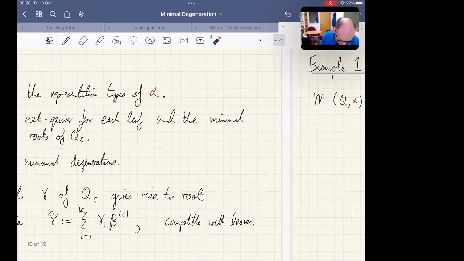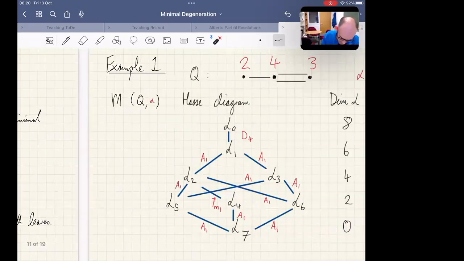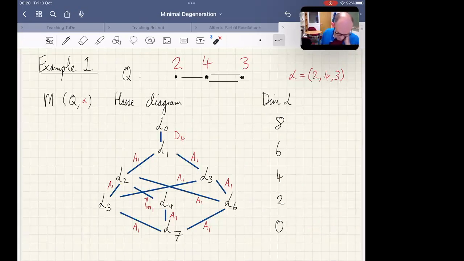So here's the more interesting thing. Some examples. I just picked this quiver at random, slightly. And you ask the computer, and it'll tell you that the corresponding Hasse diagram looks like this. So of course, this is just the dimension of the leaves going down.